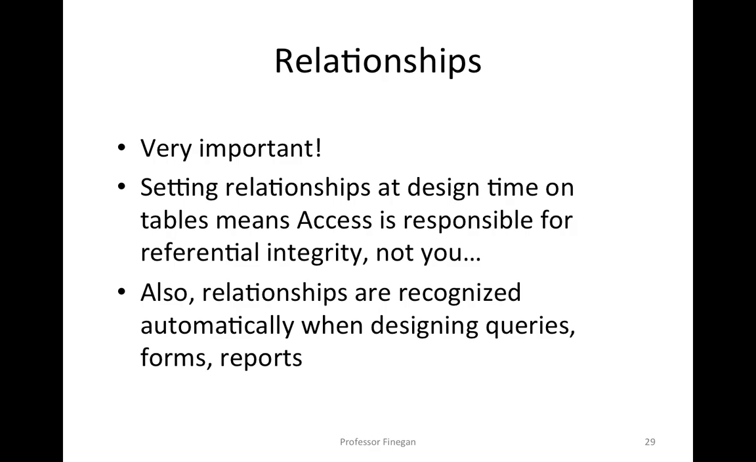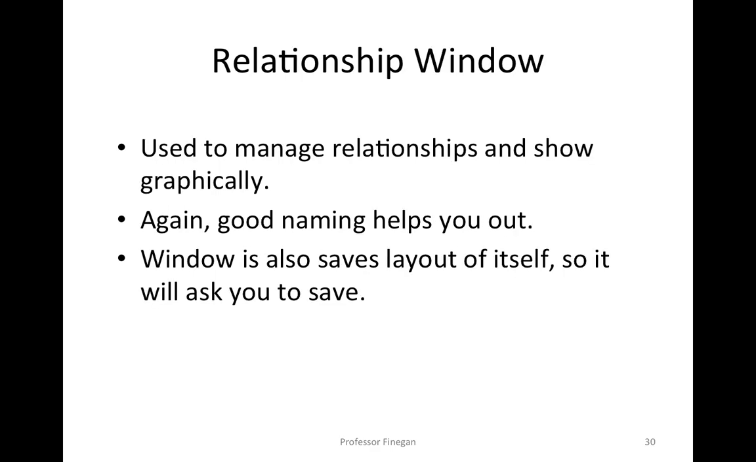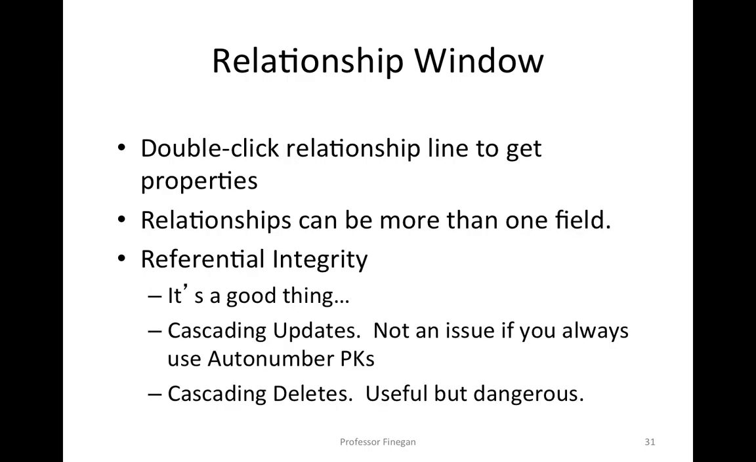As previously discussed, relationships are the key with relational databases. Understanding the relationships at the time of your design will allow you to avoid data integrity issues moving forward. It also allows you to manage relationships and show graphically how you intend to tie the different tables together. If you need to see information about the relationship within Access, you're able to double-click to show properties. Please note that relationships can be more than one field.